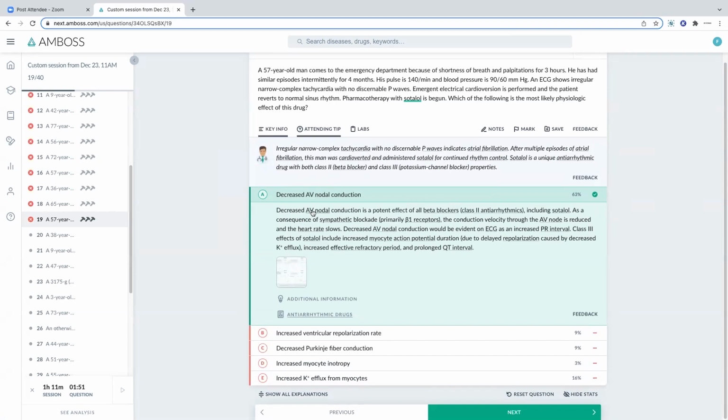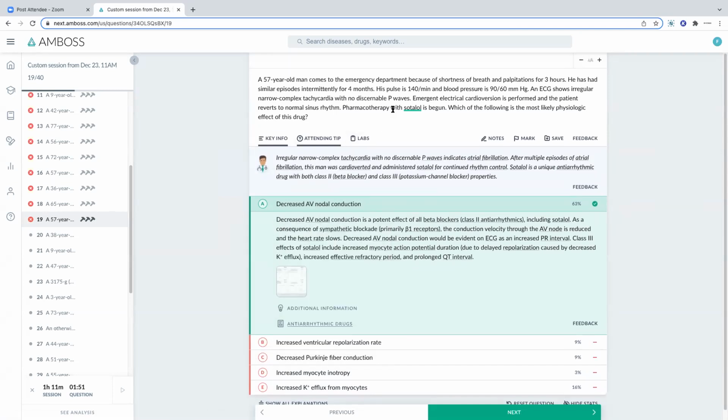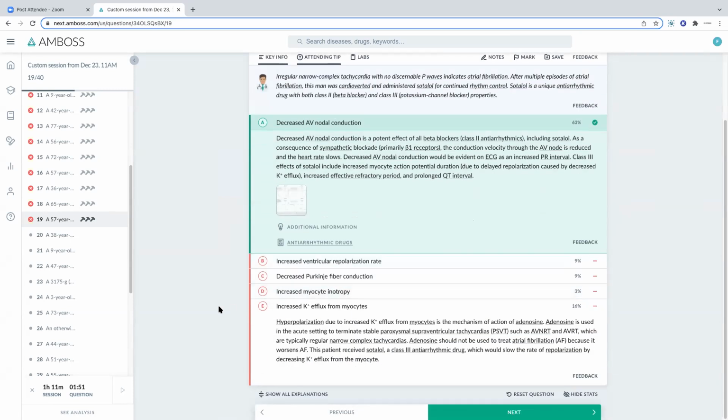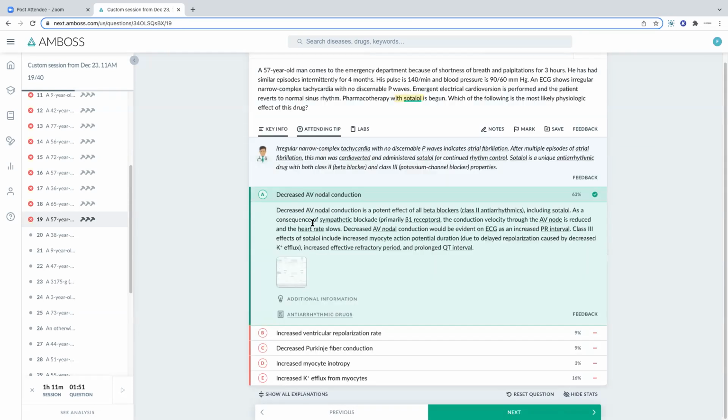Unfortunately, the correct answer is A. Okay, because over here, pharmacology with sotalol. Sotalol is, although it's a class 3 drug, it's also a type of beta blocker. So increased potassium efflux from myocytes over here. Sotalol will not cause potassium efflux. If it's a potassium channel blocker, it will not cause potassium efflux. It will keep the potassium outside of the cell. Are we clear? Yes or no?